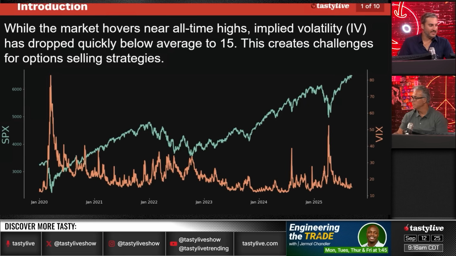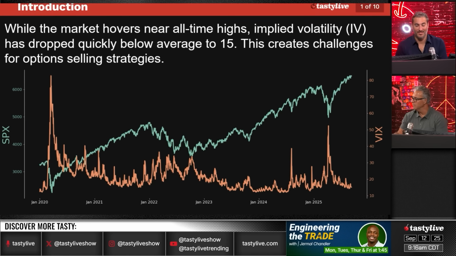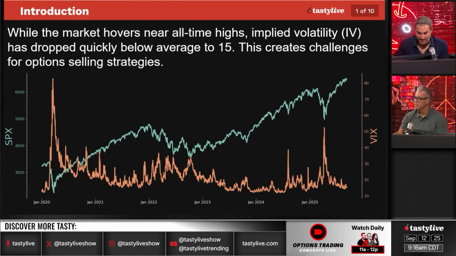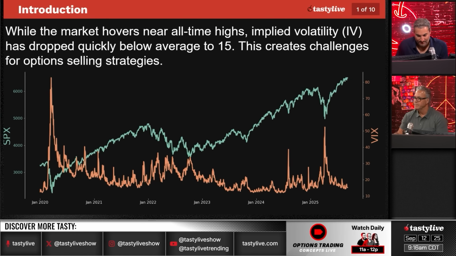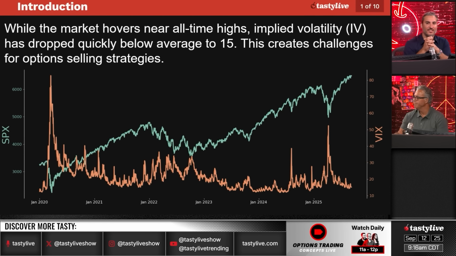First slide, please. While the market hovers near all-time highs, implied volatility has dropped quickly below the average to 15. It's now at 14, I think, is what I was looking at in the VIX. What's the VIX at right now? 14.71. This creates challenges for options selling strategies, as we've seen over the last couple weeks. This is correct. So when IV is lower, we'll jump to the next slide.